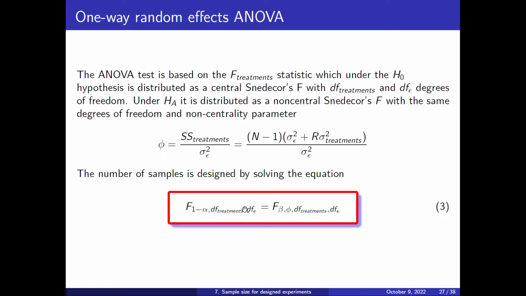Then the calculation of the sample size is the same as we had before. We have to find an F critical, that is the critical value, such that from that F to the right we have alpha, and from that F to the left we have beta. The problem with the alternative is that it is non-centered, and this is the same non-centrality parameter that we had before, that is the sum of squares of the treatment divided by the sigma of the noise.